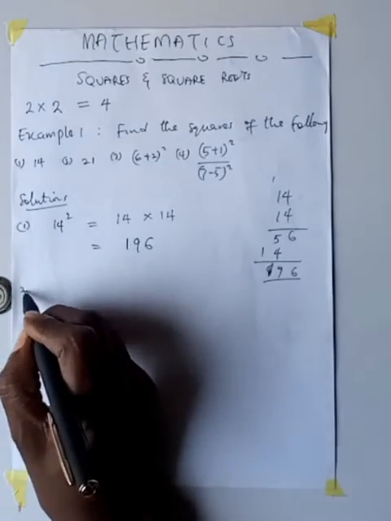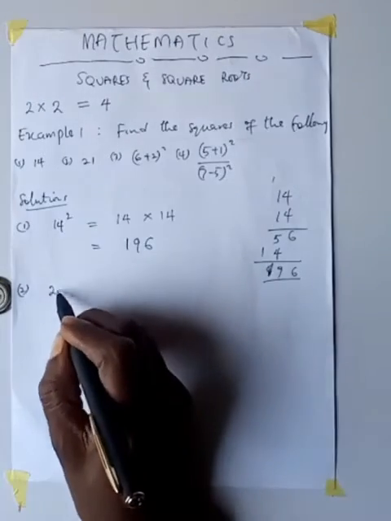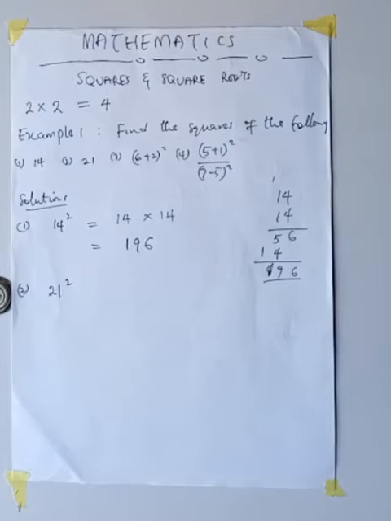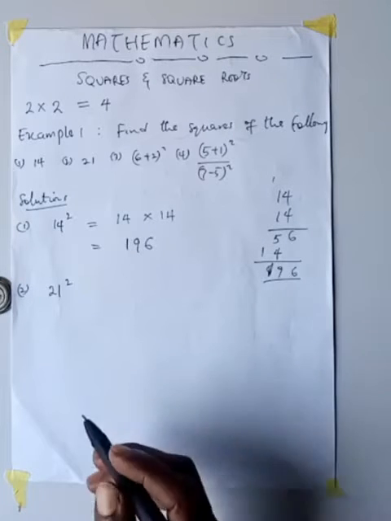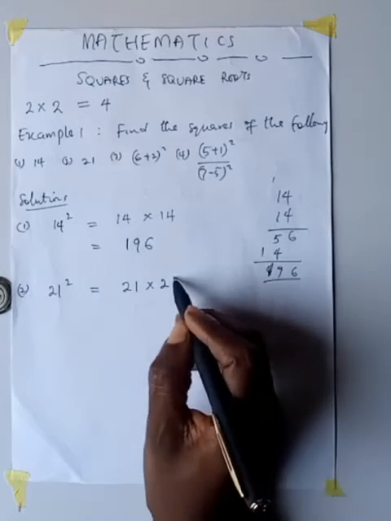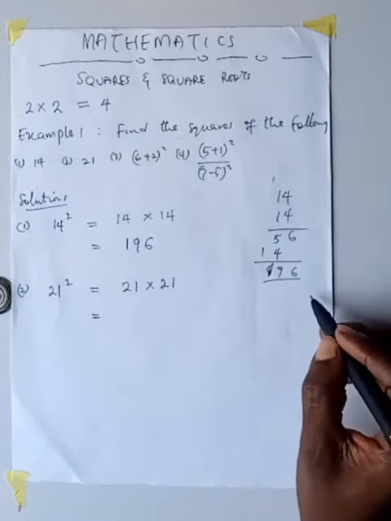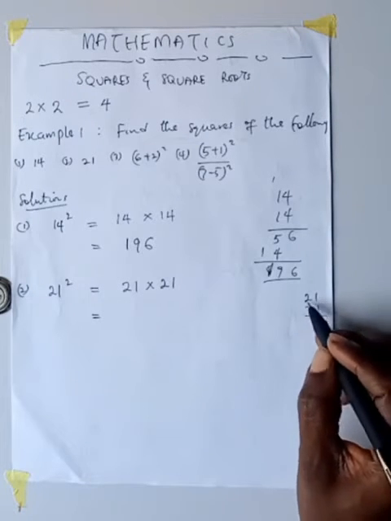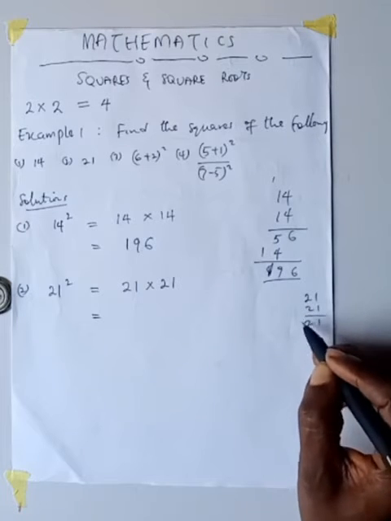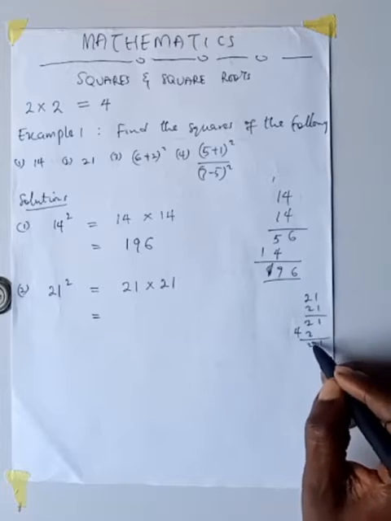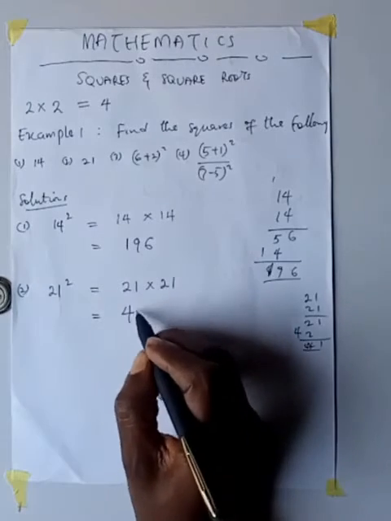So 14 squared gives the value of 196. In number 2, I have 21 squared. It has to be written as 21 times 21 since I'm asked to find the square of 21. The multiplication can be done as well: 1 times 1 is 1, 1 times 2 is 2, 2 times 1 is 2, and 2 times 2 gives 4. So you can see the result here is 441.